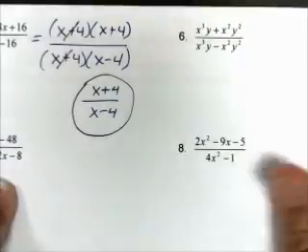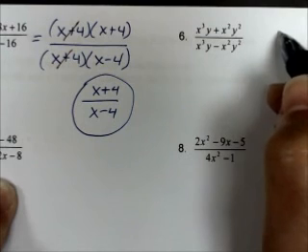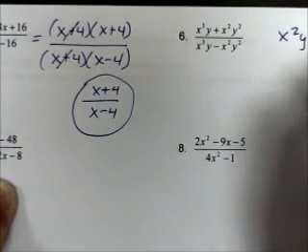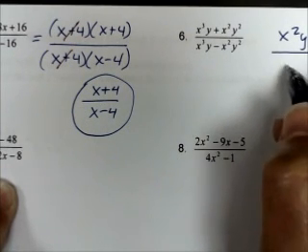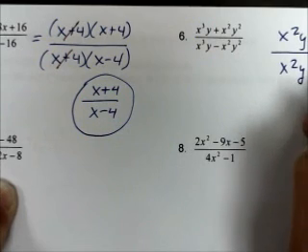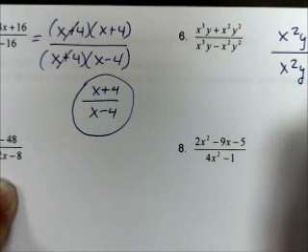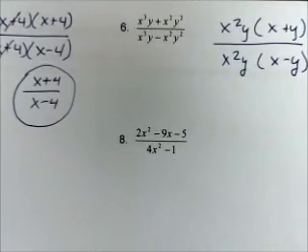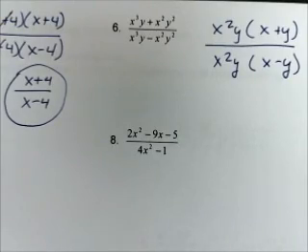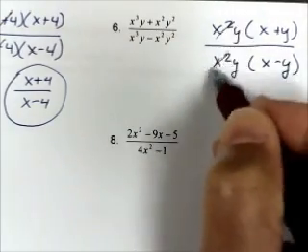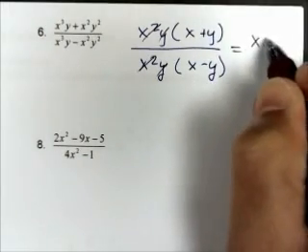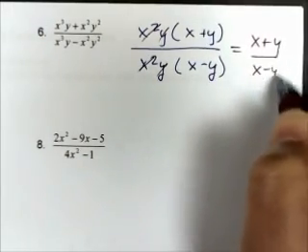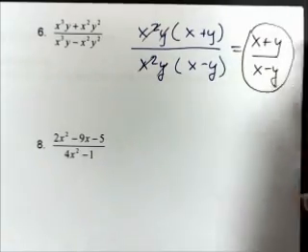Number 6, GCF in the numerator, x squared y. X plus y is the other factor. Denominator, GCF of x squared y. X minus y is the other factor. Let's see, the x squared y divide out, and that's it. So x plus y divided by x minus y.